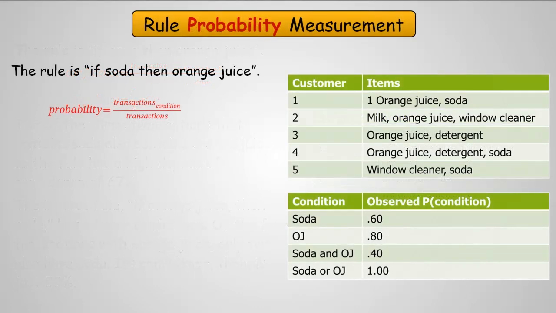Now the probability measurement is if soda, then orange juice. Probability measures the number of transactions that meet the condition divided by the number of transactions. So for soda, 60% of the transactions have soda, 80% have orange juice, 40% have soda and orange juice, and 100% have soda or orange juice.